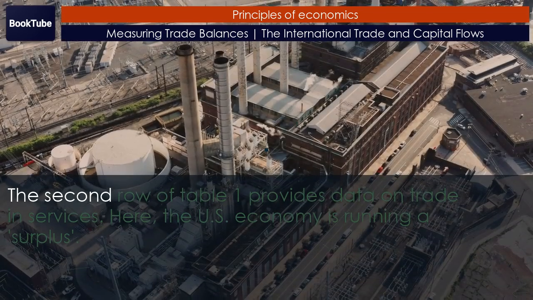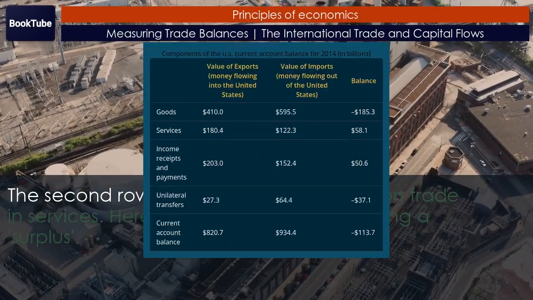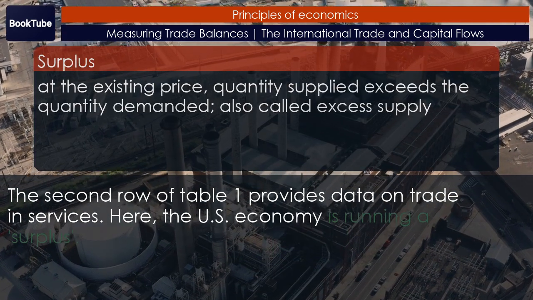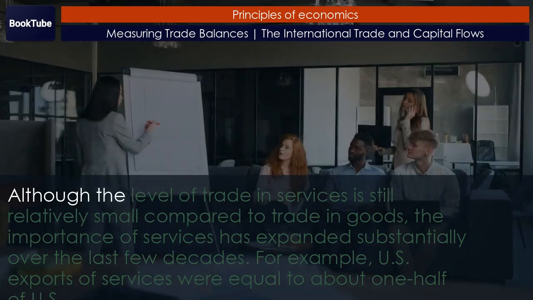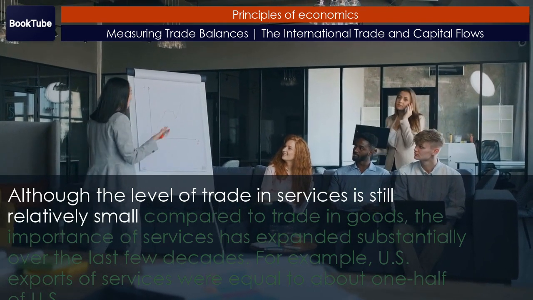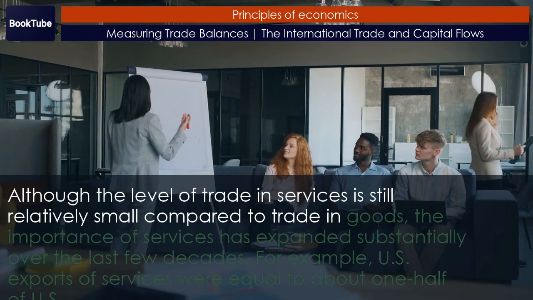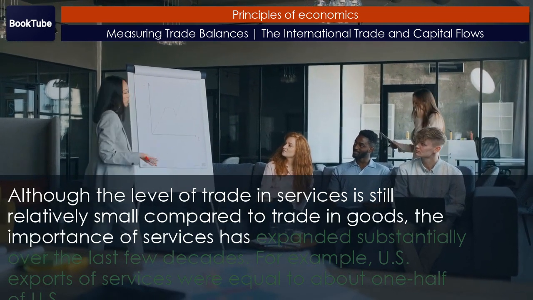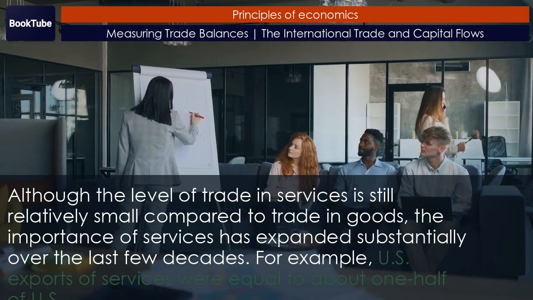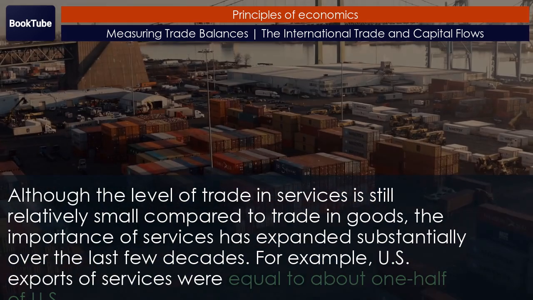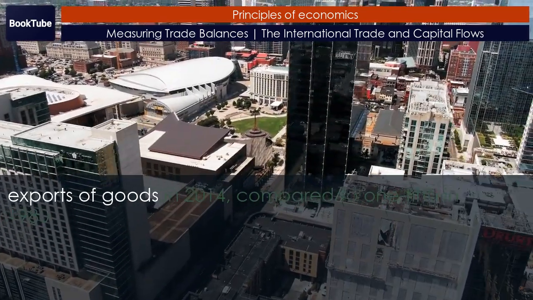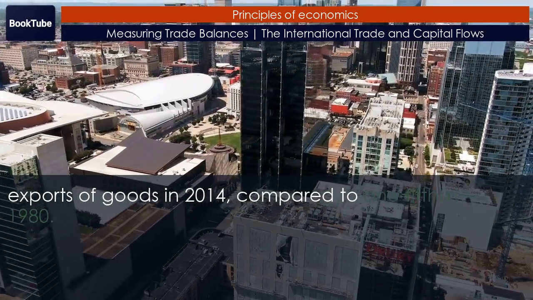The second row of Table 1 provides data on trade in services. Here, the U.S. economy is running a surplus. Although the level of trade in services is still relatively small compared to trade in goods, the importance of services has expanded substantially over the last few decades. For example, U.S. exports of services were equal to about 1/2 of U.S. exports of goods in 2014, compared to 1/5 in 1980.